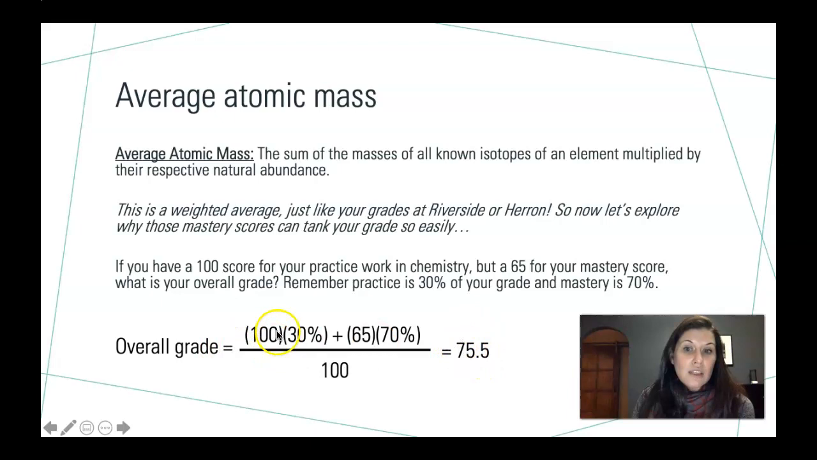Okay, so notice here, even if you have 100% on all your homework, a low mastery score can really affect your grade. Also, when I'm doing the math, if you prefer to just convert 30% to 0.3 instead of dividing by 100, that's also fine. That is just a shortcut way.